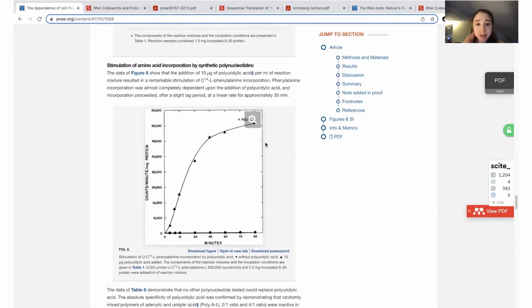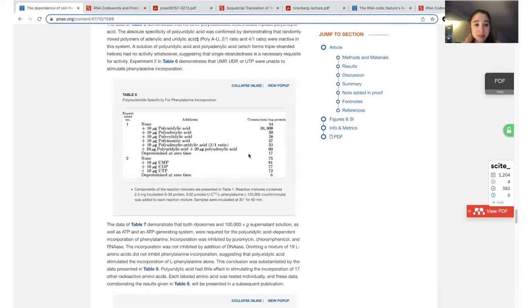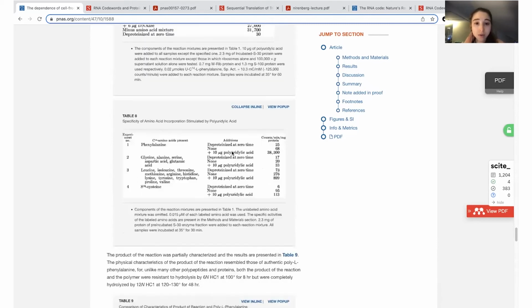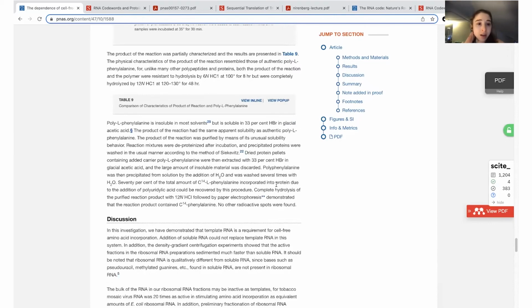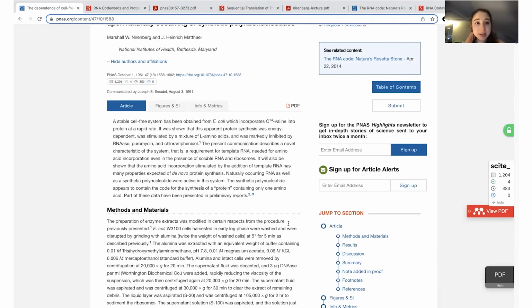And what's really, really cool, now this is the part that we were talking about with this beginning of cracking the genetic code, is that when they stuck in poly-U, now they got phenylalanine incorporation. And so this was really awesome because this is showing that only poly-U would make phenylalanine, and that only phenylalanine would get made if you have poly-U. Then they just show, it really is this thing. So basically, this was like the start of it all.